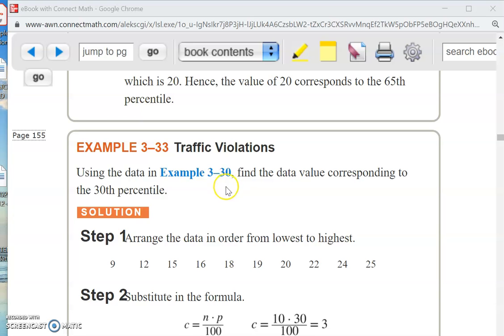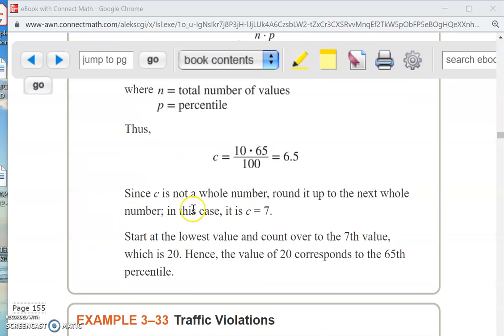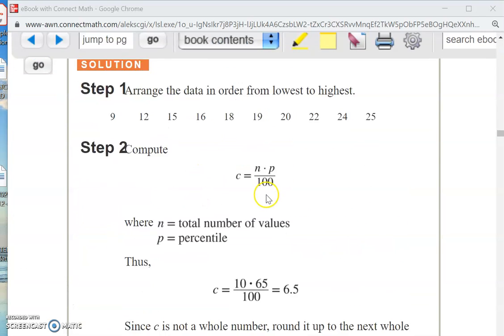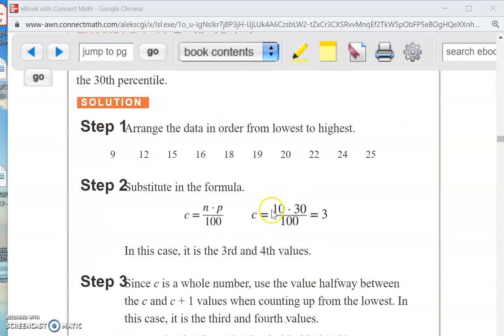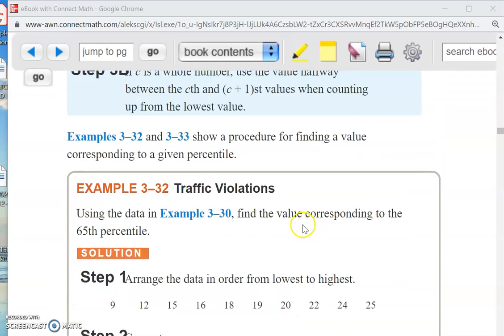Now we're going to use the same thing. We're going to use the data from example 330. Okay, and we're going to find the data value corresponding to the 30th percentile. So this sounds like the same exact problem, right? But you'll see here in 1 second why it's a little bit different. So the same idea, arrange the data. You use this formula here to get this C. I'm assuming that stands for like coefficient or something like that. So 10 times 30 divided by 100 is 3. So, okay, so it's the third value. Okay, but what do we do then?